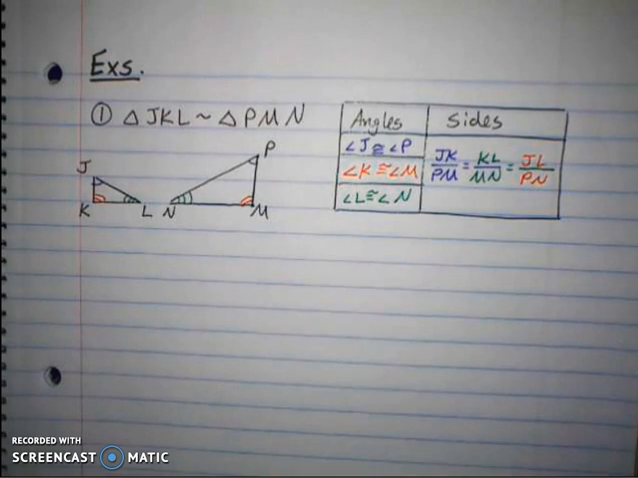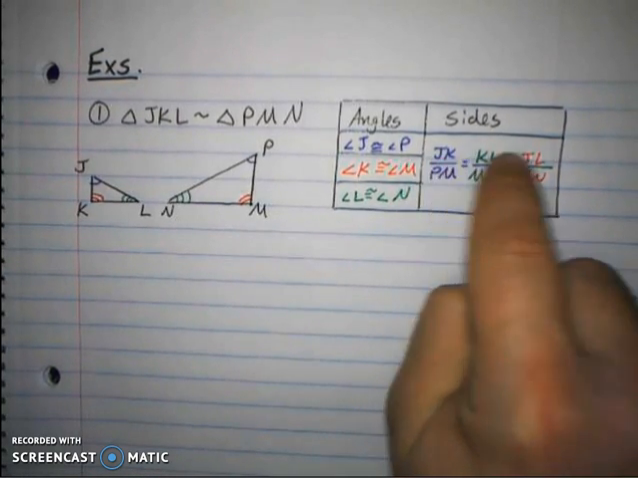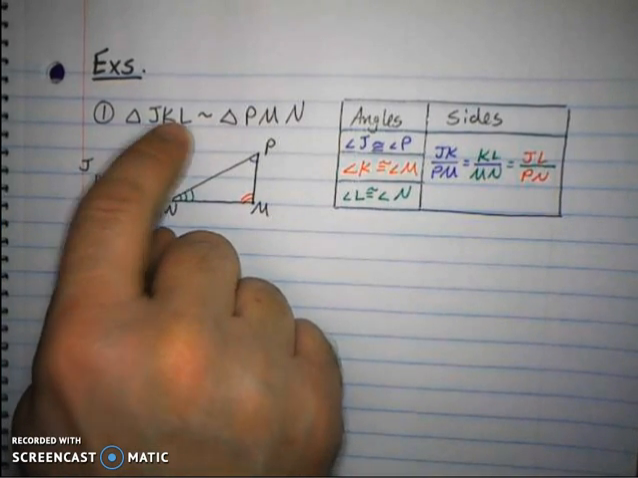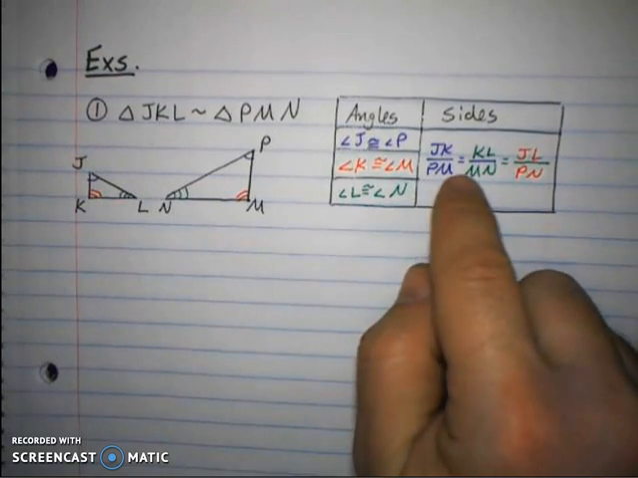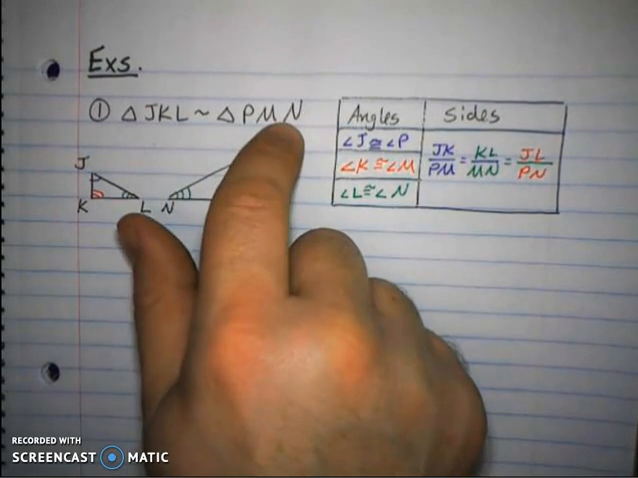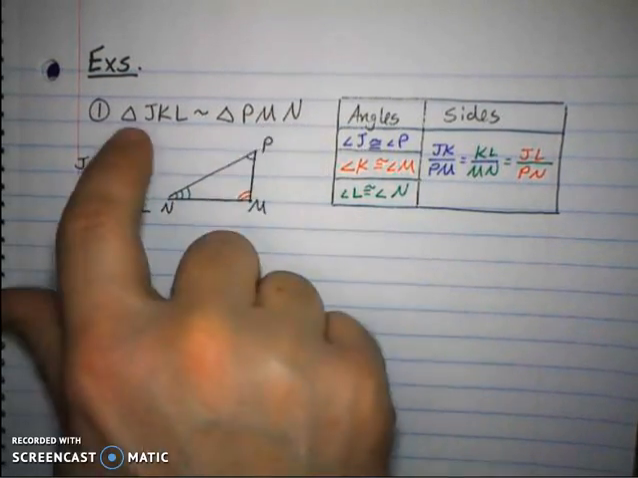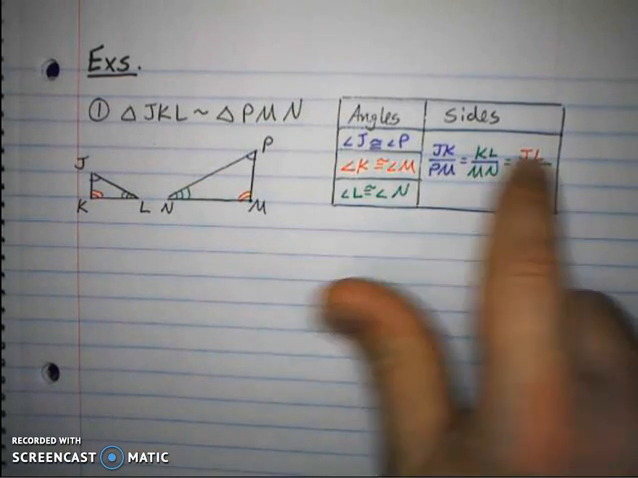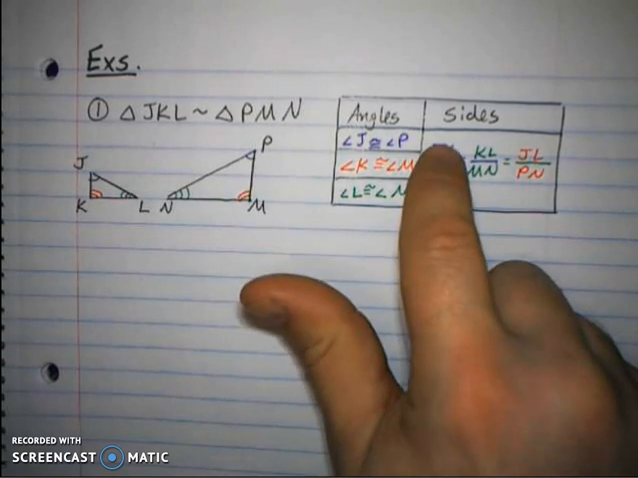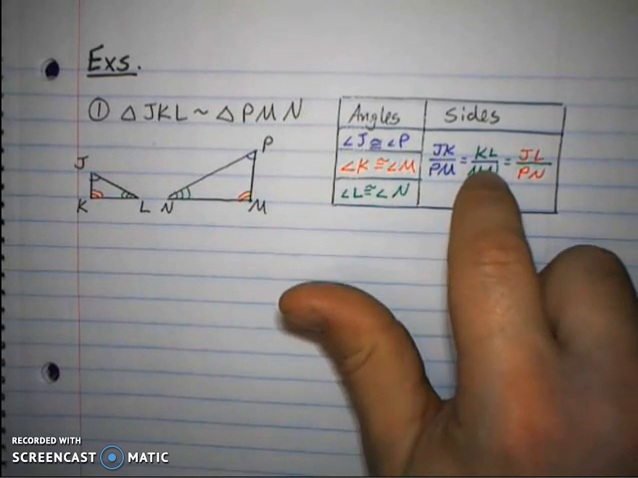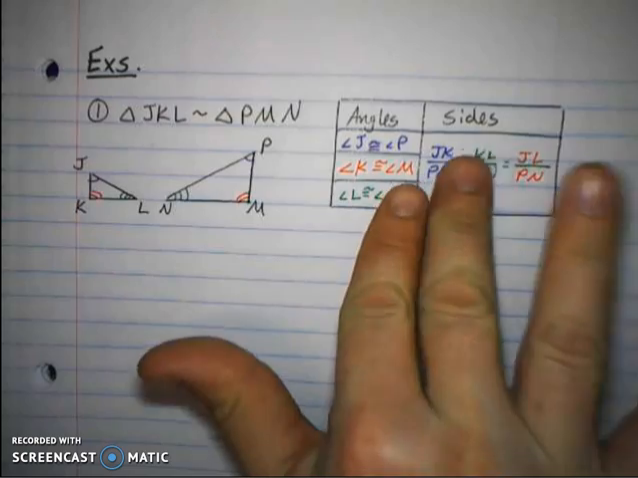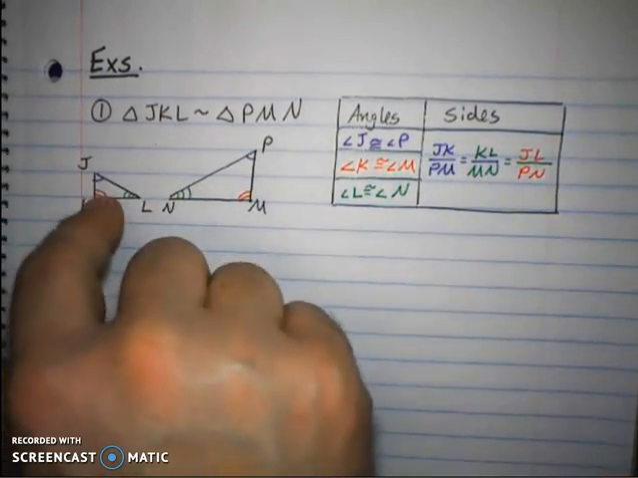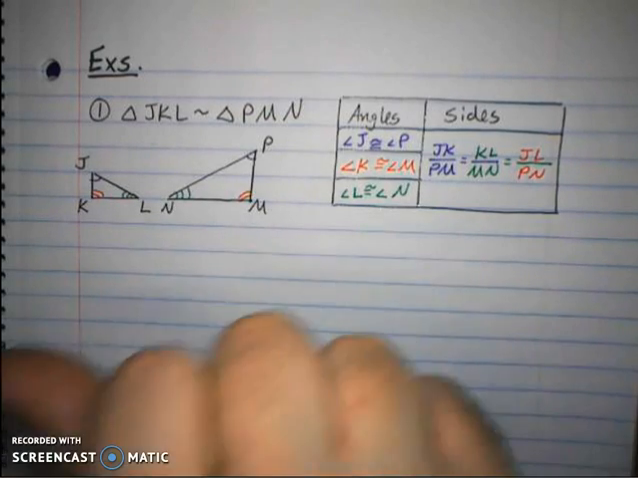Now if you look at that, notice the tops of all of these come from our first triangle, JK, KL, and JL. And the bottoms all come from our second triangle. If that's the order the similarity statement is given in, that's the order you need to stick with here. I can't mix and match these. I can't start with JK over PM and switch this fraction around. Now I can change the order that I list the ratios, but the tops must all be from the same triangle and the bottoms must all be from the other triangle.